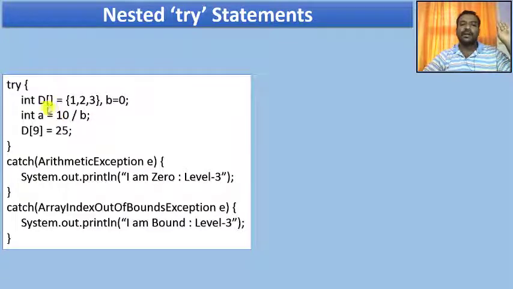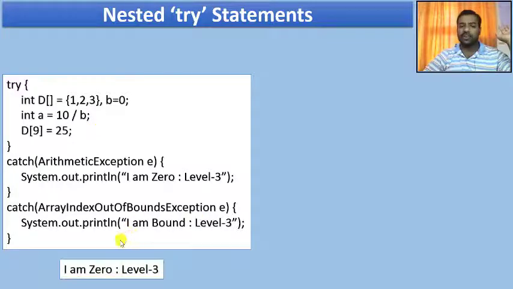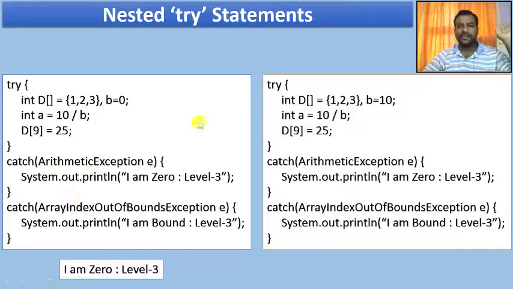Immediately the exception is thrown, and this catch clause catches that exception and prints the message I am 0 at level 3. Now, if b was not 0, which we'll see in the next example. Let me modify the same program. I'm making b a non-zero value, something like b equals 10. Now there is no exception in this case, hence the control will shift to the next statement.